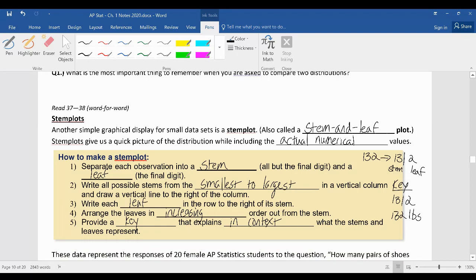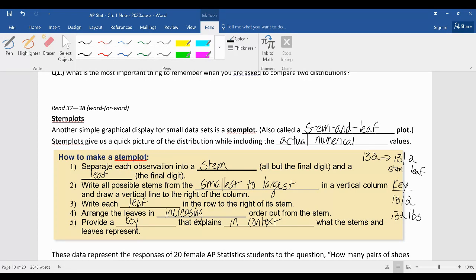Another type of graph that you've probably seen in the past is a stem plot, also called a stem and leaf plot. Stem plots give us a quick picture of the distribution while including the actual numerical values. In a dot plot, we can't always tell exactly what the numerical value is, especially if it's a decimal or a fraction. But in a stem and leaf plot, we can see that exact numerical value.